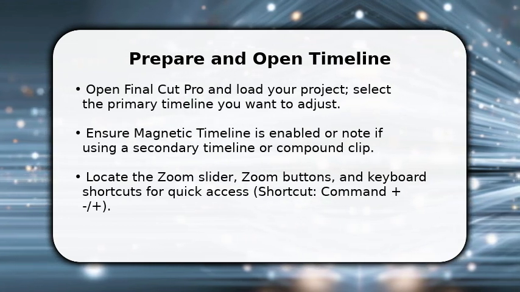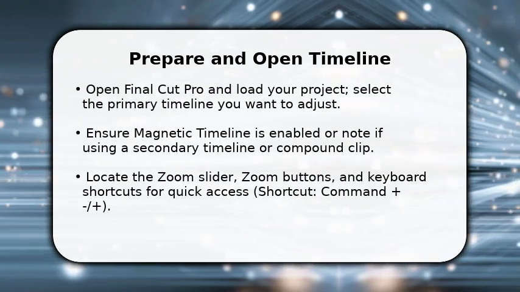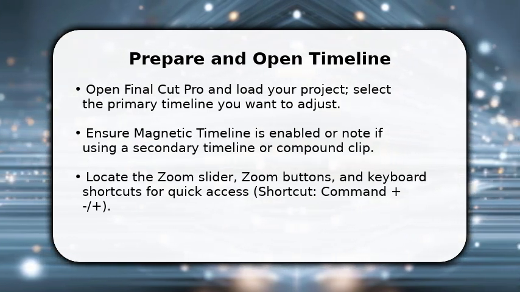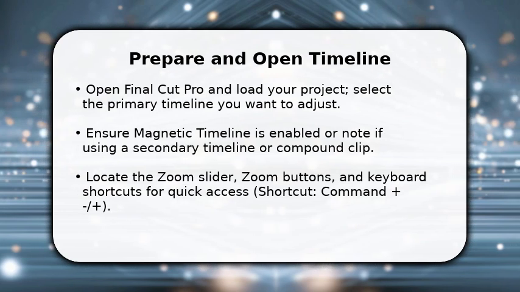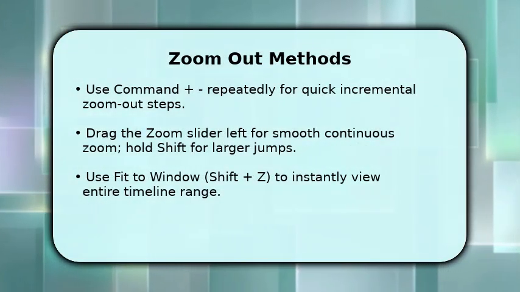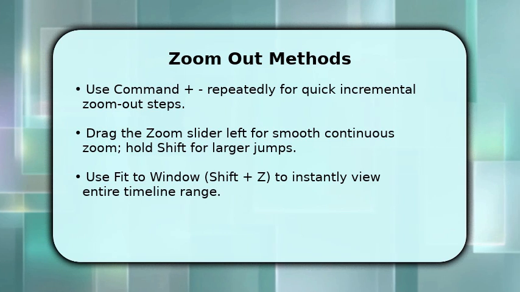Command and the minus key to zoom out, Command plus the plus key to zoom in. Once done, you can change view immediately and see clip density. Now choose how you want to zoom out. Press Command and the minus key repeatedly for controlled, stepwise reduction in timeline scale.